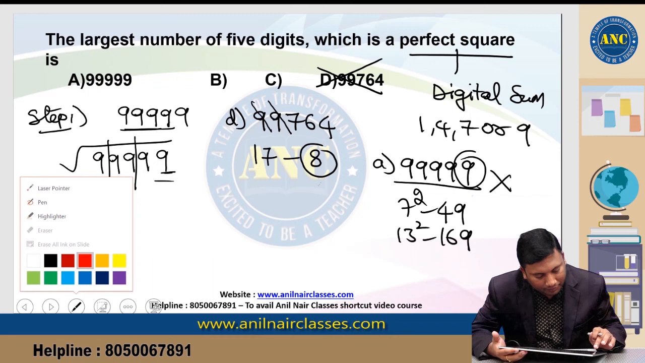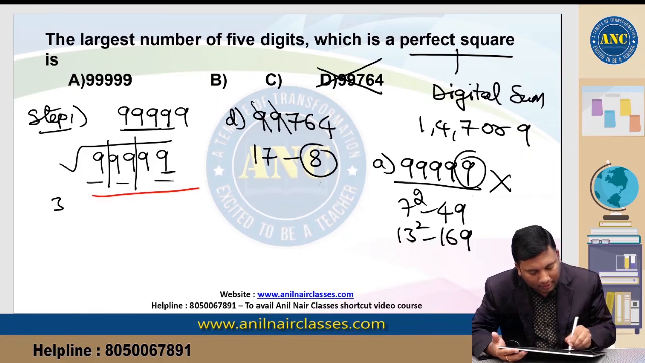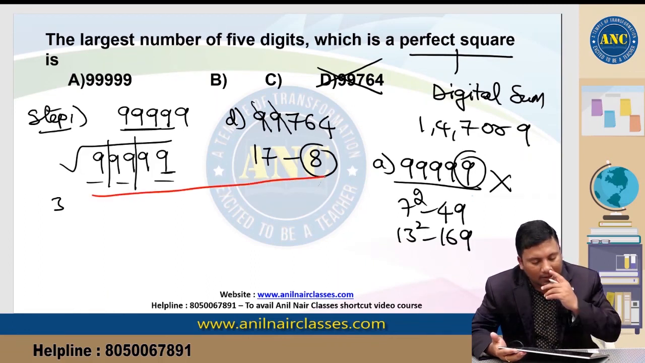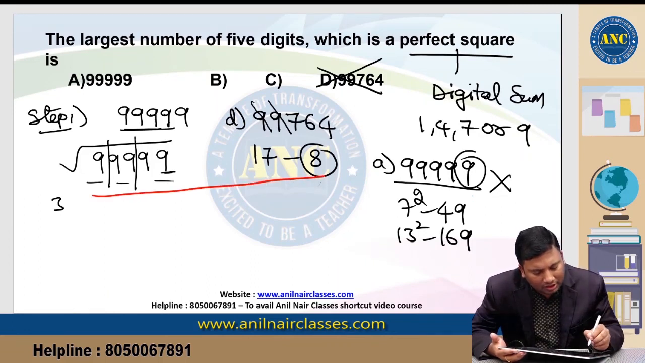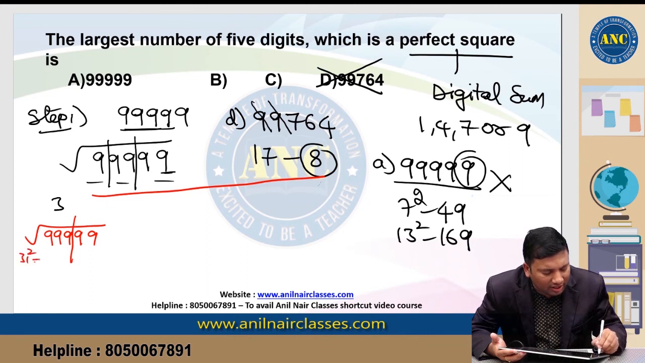Now if you see, let us find the approximate value. 99999 is nearer to which square? 31 square is 961, 32 square is 1024. So the root is closer to 316.